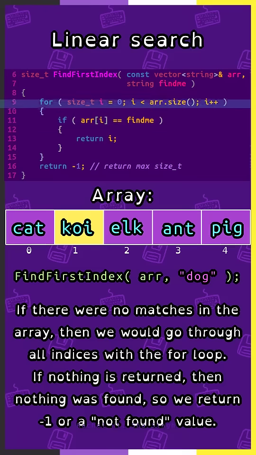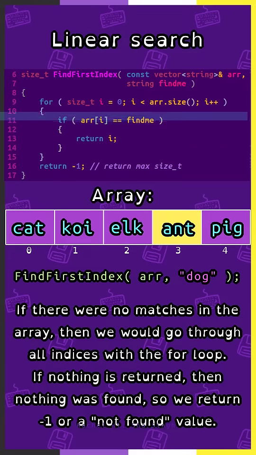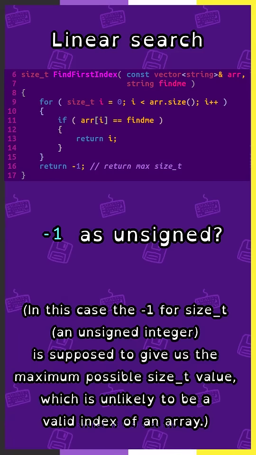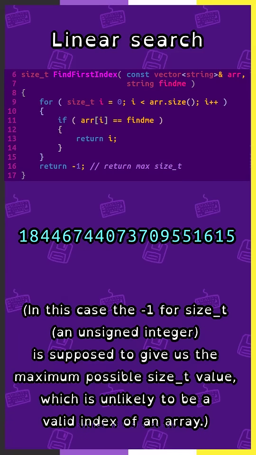If there were no matches in the array, then we would go through all indices with the for loop. If nothing is returned, then nothing was found, so we return a -1 or a not found value. In this case, the -1 for size_t, which is an unsigned integer, is supposed to give us the maximum possible size_t value, which is unlikely to be a valid index of an array.